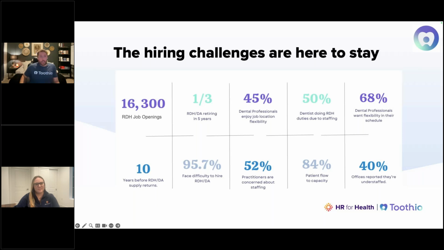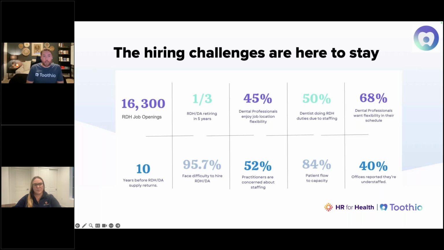Some quick stats. This 16,300 RDH job openings fluctuates about 2,000 on either side and has for the last 3 years. It's not moving, so there's always a tremendous amount of RDH job openings posted. Like I mentioned, 1 in 3 RDHs and DAs are retiring in the next 3 years. Very difficult to find staff. We have half of dentists that are doing hygiene.